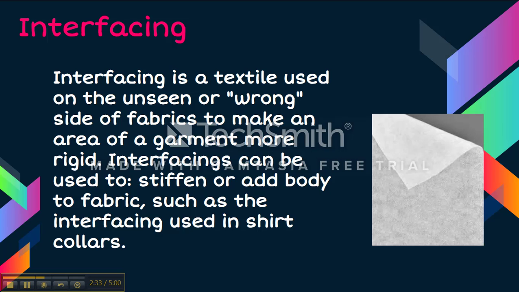Finally, one more important term to note is interfacing. Interfacing is weird. A lot of times people think it looks kind of like a dryer sheet. It's a textile, it's a non-woven, and it's used on the wrong side of fabric to make the area of the garment more rigid or stiff. It can be used to stiffen or add body to fabric.